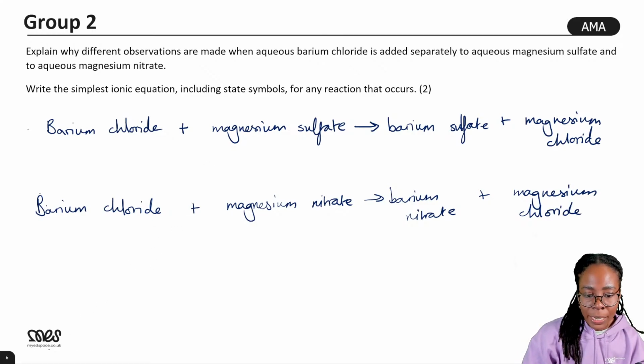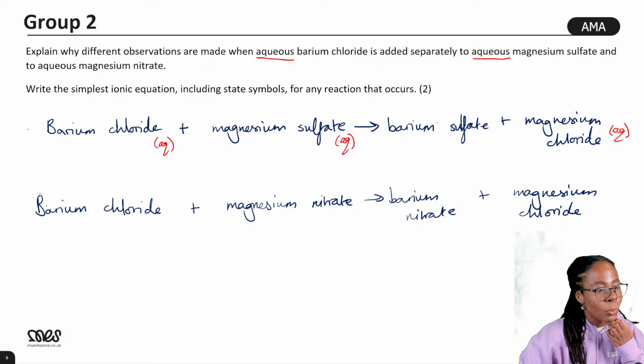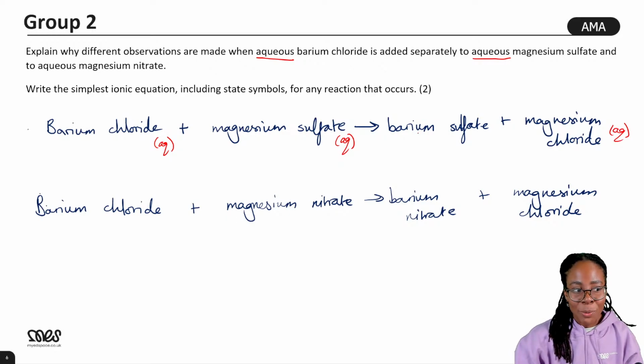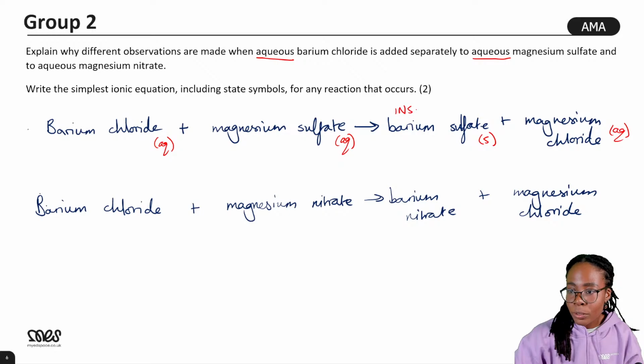Yes, indeed, Yashi, sulfate is 2 minus. So they've already told us that barium chloride and magnesium sulfate are aqueous, so they are dissolved in water. Magnesium chloride is also aqueous. Barium sulfate, what would the state symbol be for that? Considering what we've seen in our last couple of slides. Lovely. Great. Solid, because barium sulfate is insoluble.